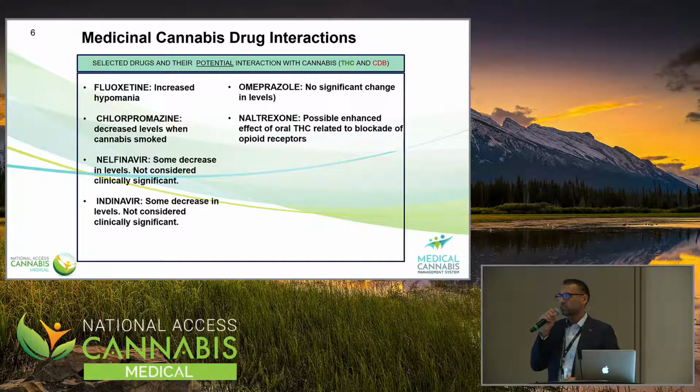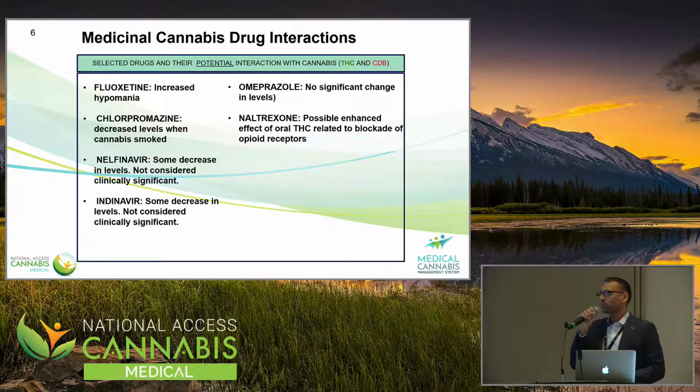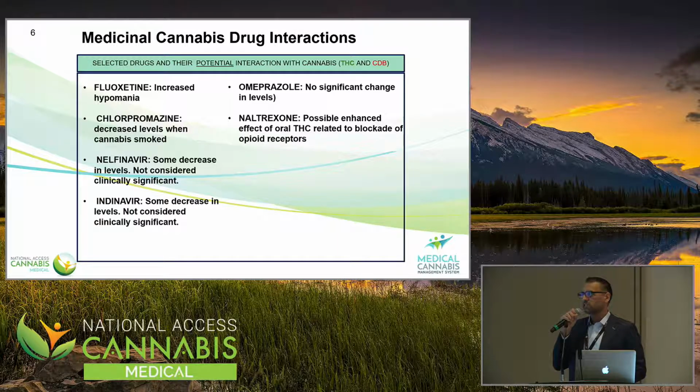So for fluoxetine, there has been a note of increased hypomania. So this just means there's mania and there's hypomania, which is a little bit less than actual mania. Chlorpromazine, decreased levels when cannabis is smoked. Nelfinavir, so some of the antivirals. There was a report of some decrease in levels, but it wasn't considered clinically significant. Indinavir, again, some decrease in levels, but not considered clinically significant.